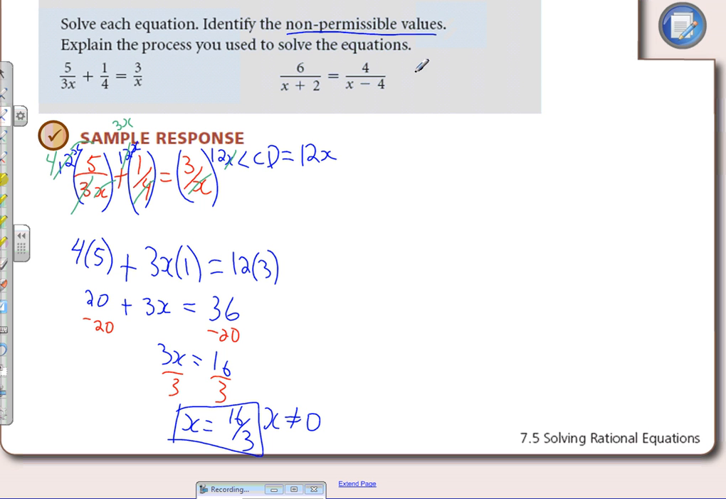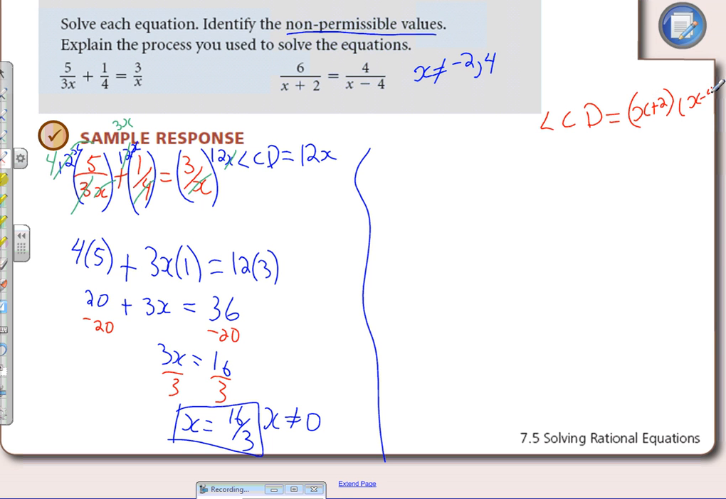Right off the bat, x cannot equal -2 and 4. Got to make sure when we get to the end that our answer is not -2 or 4. So, LCD on this one. We got an x plus 2 times x minus 4. We're going to multiply both sides of this equation by that LCD. So we'll bracket them off. Got to multiply every term.